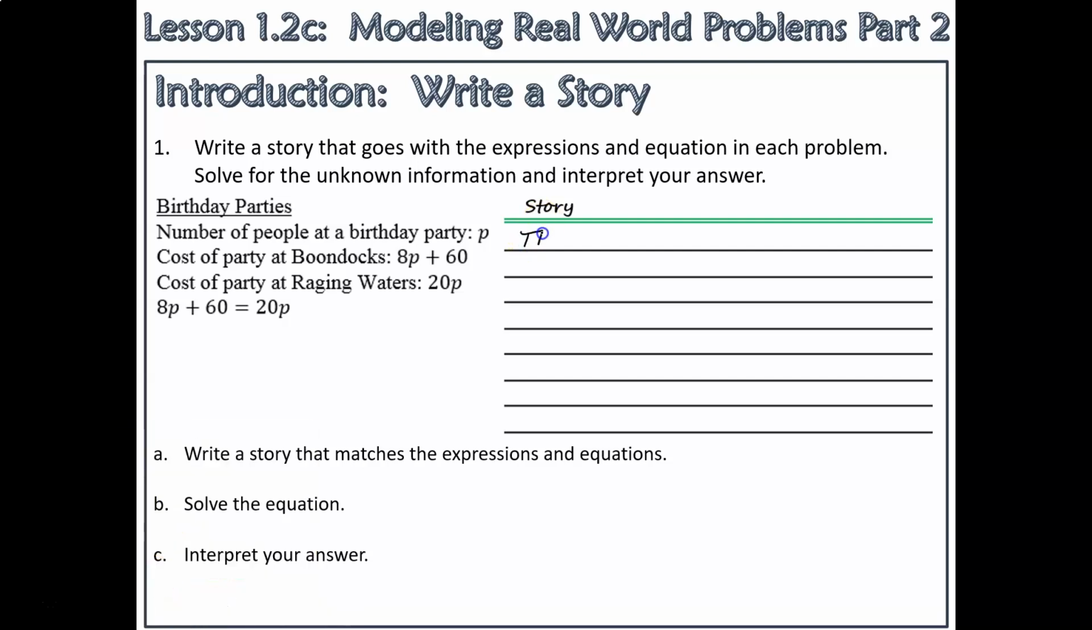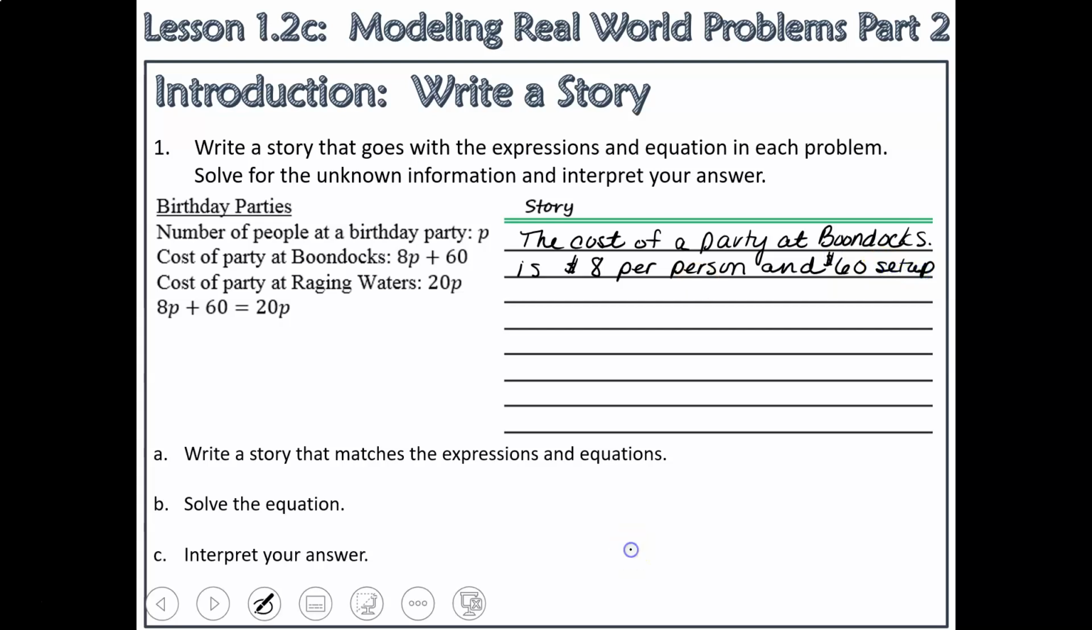So let's start with this. The cost of a party at Boondocks is $8 per person, because that's the 8P, and a $60 setup fee. You pay that once. Okay, that's what that 8P plus 60 represents.